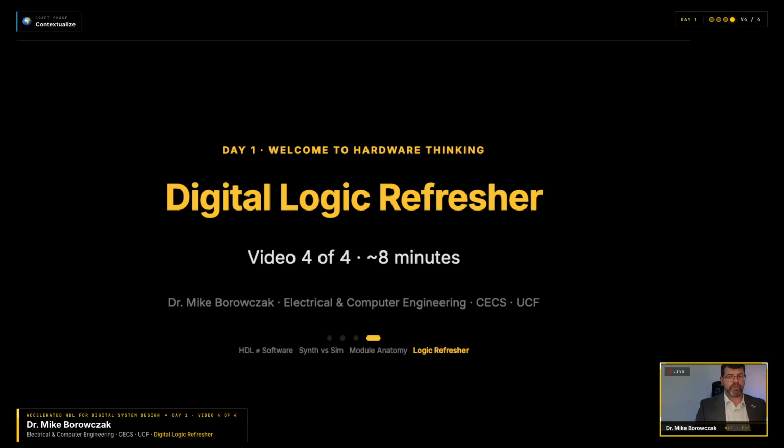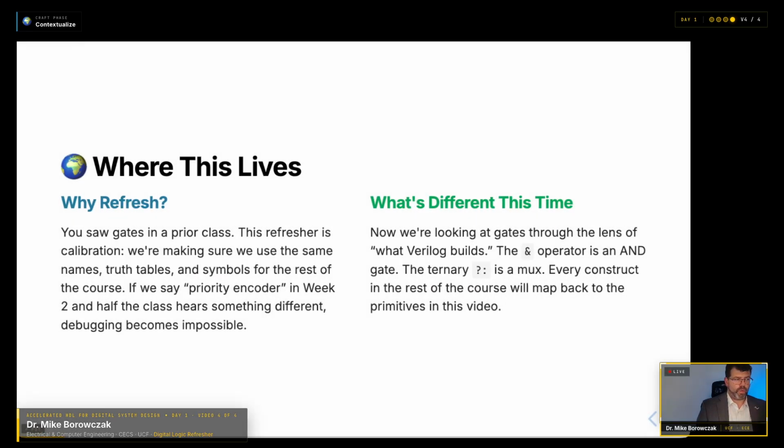So today, really quick, this video, digital logic refresher, much shorter than the last one. Let's dive right in. Why does this matter? You've probably seen gates or at least high-level logic in other classes. This is just calibration. Make sure we're on the same page with names, truth tables, symbols that we'll see throughout the rest of the course.